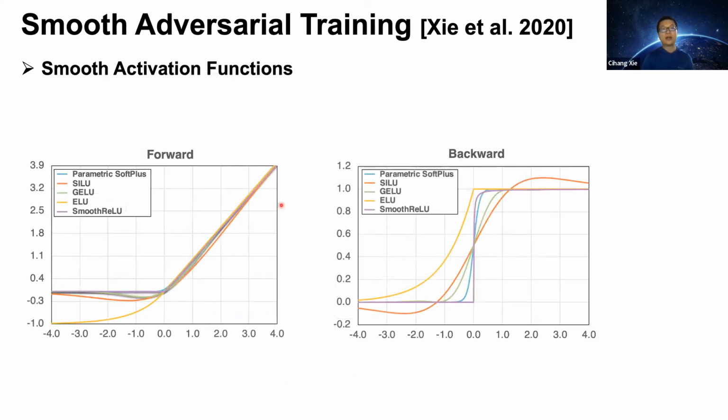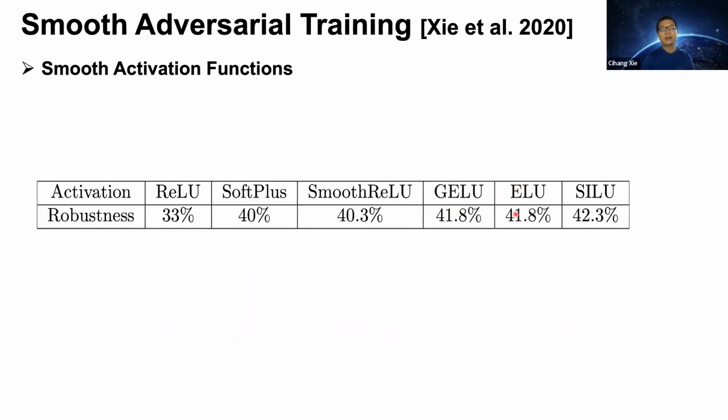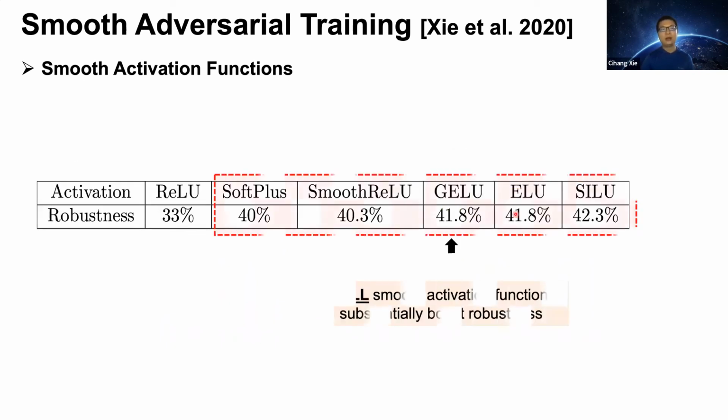And also we generalize this to other activation functions with continuous gradient. You can see that we use CELU, GELU, ELU, and some of our own design called smooth ReLU functions. For all of them, the forward is continuous, and also the first derivative is continuous, right? And for all these activation functions, compared to the ReLU baseline, this can at least improve the robustness by 7%. This result suggests that all smooth activation functions can substantially boost adversarial robustness.